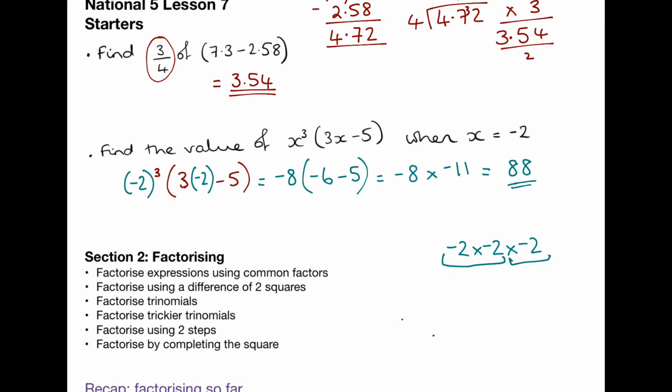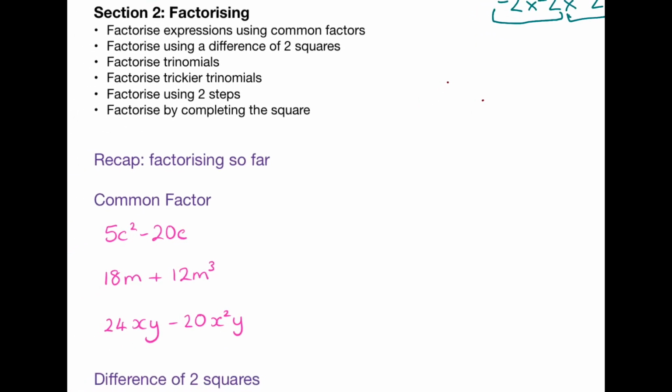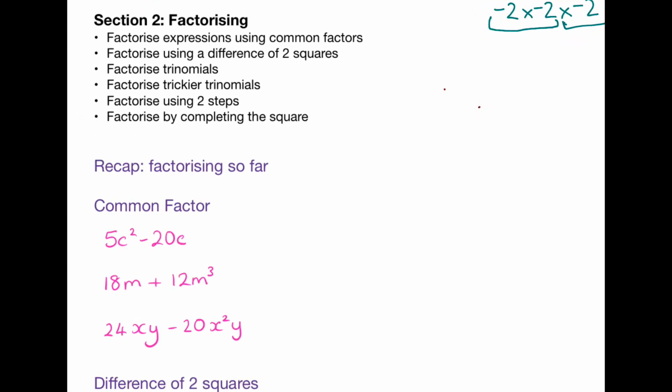Okay, so let's look where we're at and where we're heading to. So on Monday we looked at factorising expressions using common factors, and yesterday we looked at factorising using a difference of 2 squares. So before we go on to our next kind of factorising, what I want us to do is practice both of these, common factors and difference of 2 squares, and then I've got a few questions where you have to look at them and decide which kind of factorising you're going to use.